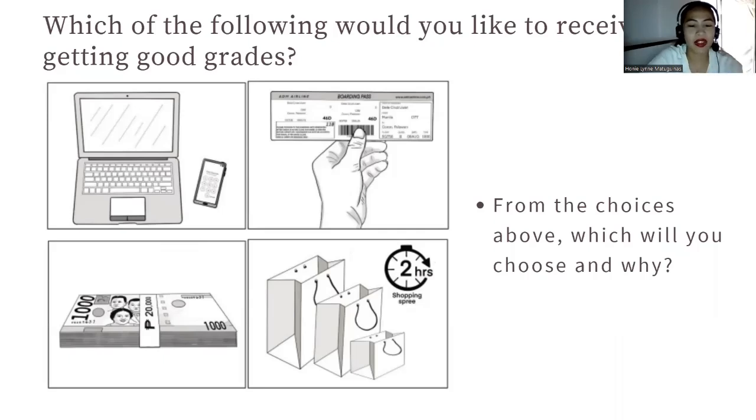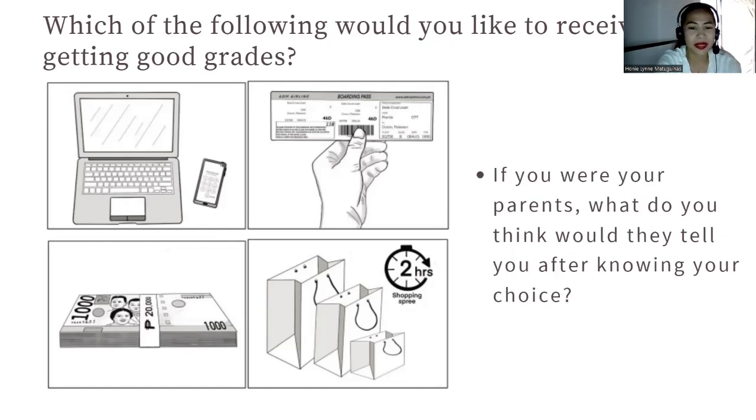To start, let's answer this. Which of the following would you like to receive as a reward for getting good grades? Would you like to have a new gadget, a boarding pass for a vacation, cold cash, or a shopping spree? Now, how did you choose your preferred gift? Now, if you were your parents, what would you think they would tell you after knowing your choice?